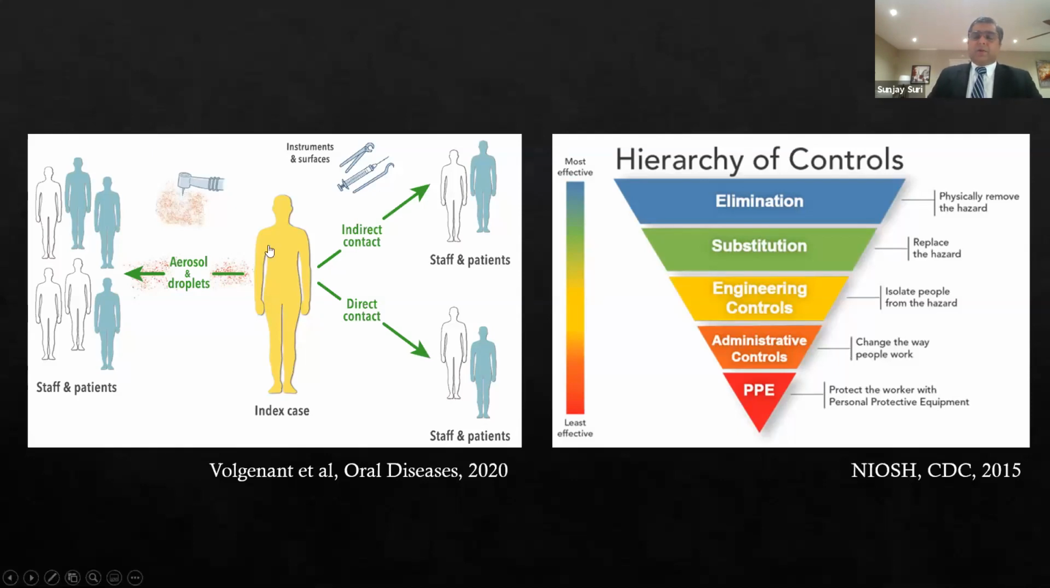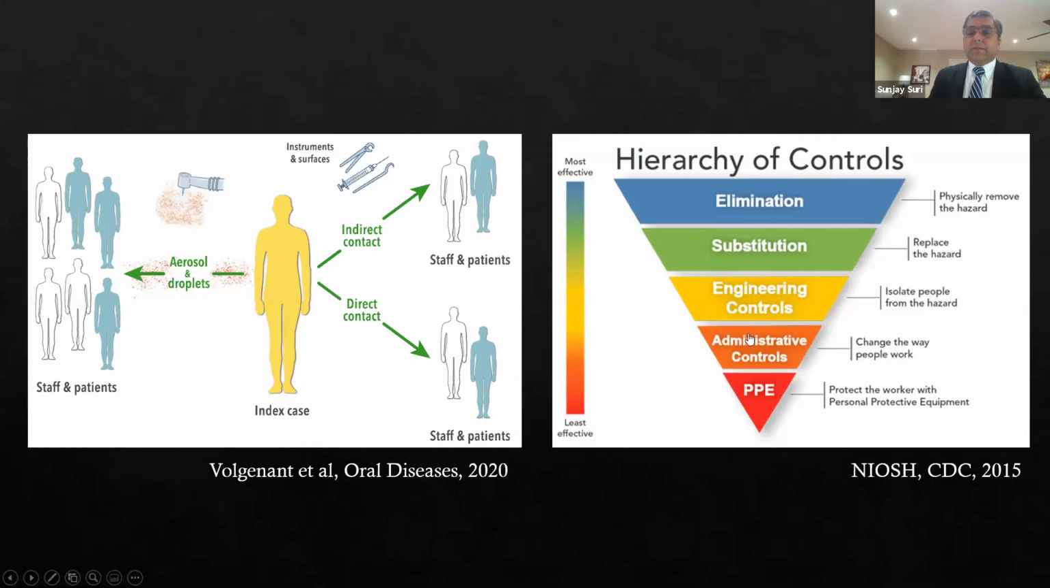The National Institute for Occupational Safety and Health back in 2015 gave this very nice figure that shows the hierarchy of controls. And this shows that the most effective way to control it is elimination, which means that if you don't have a patient that has the virus, with whatever degree of viral load that can cause infectivity, if you don't have that person in there, you eliminate the potential of virus spread. That is the most effective. It's not surprising to understand. You physically remove the hazard, the most effective.